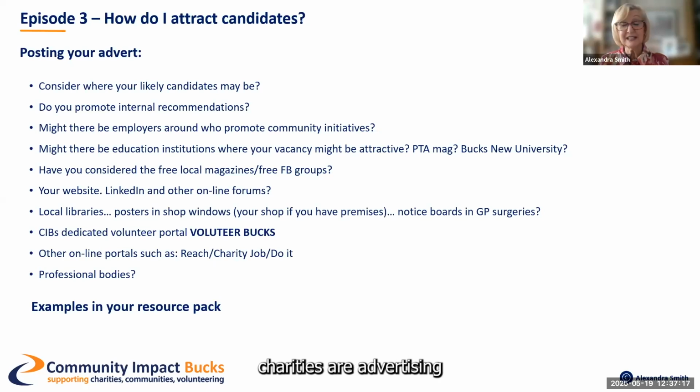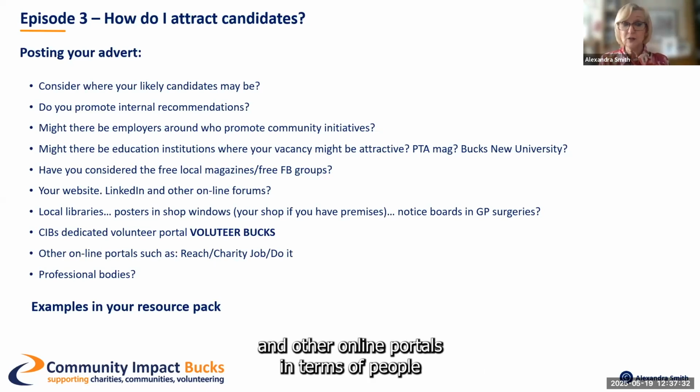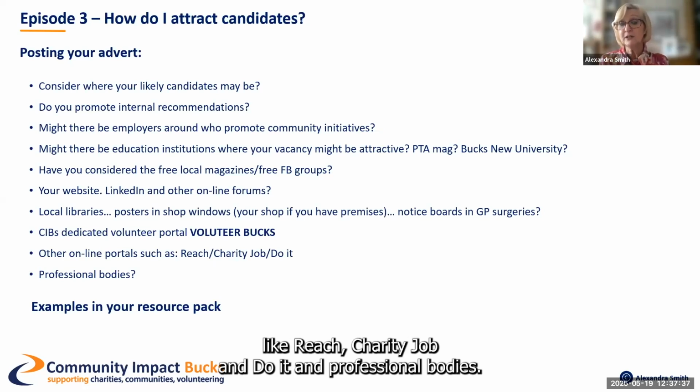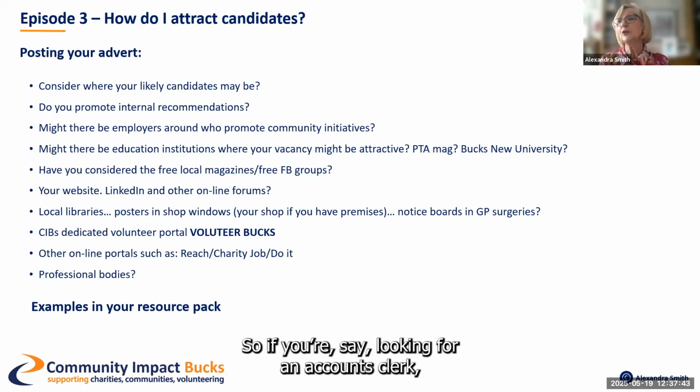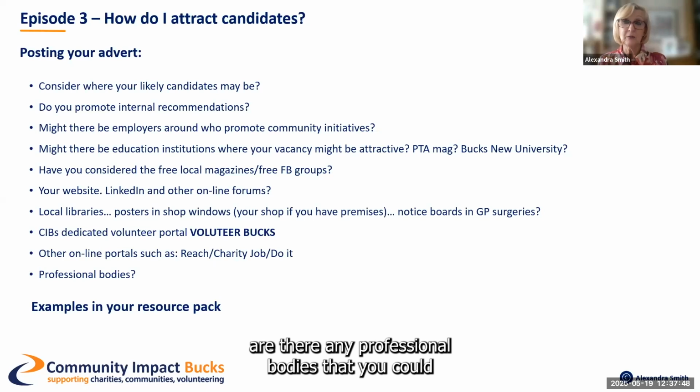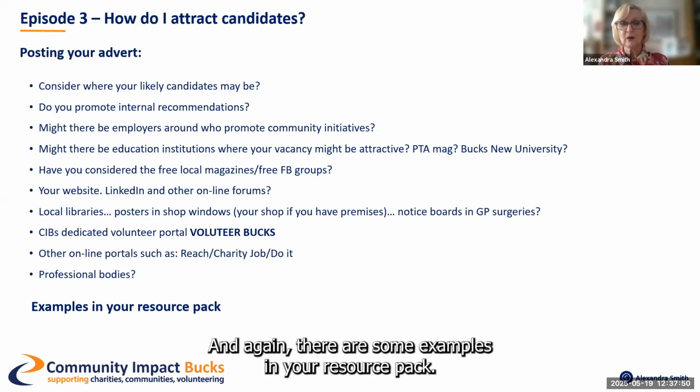Increasingly, charities are advertising in the LinkedIn pages. Obviously, CIB have a dedicated portal called Volunteer Box. Have you put your advert in there? And other online portals, like Reach, Charity Job and Do It, and professional bodies. So if you're looking for an accounts clerk, are there any professional bodies that you could advertise with? And again, there are some examples in your resource pack.